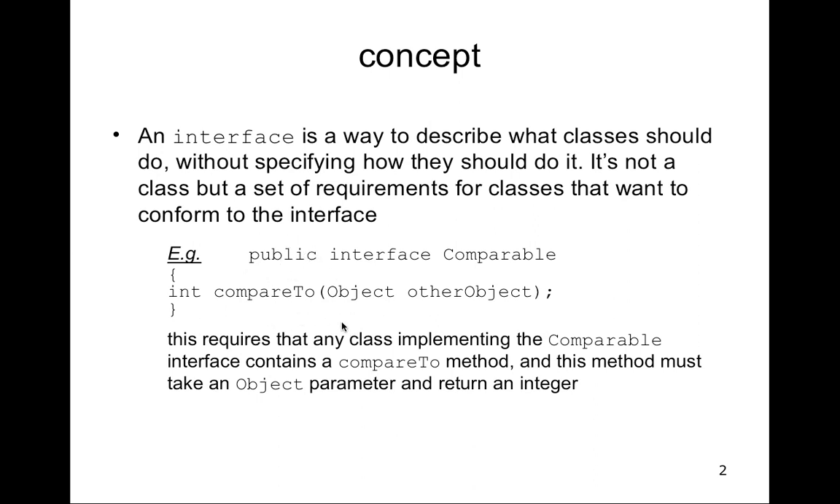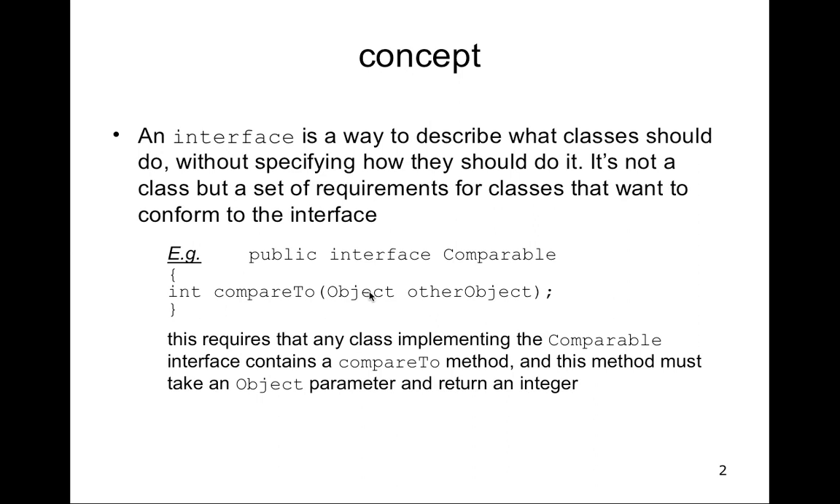So let's see, this requires that any class that's implementing the Comparable interface contain a compareTo. It has one method in here. It doesn't have any data in here. It has a method. We can put data in, we'll see that in a few minutes. But looking at the method here, the method says int compareTo(Object). So it compares one object to another object, which is what this interface Comparable is doing.